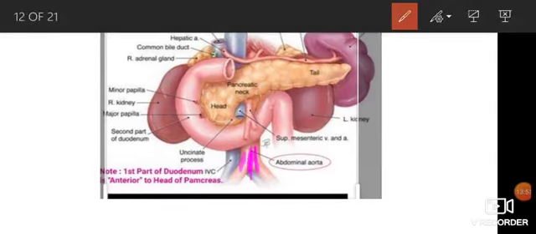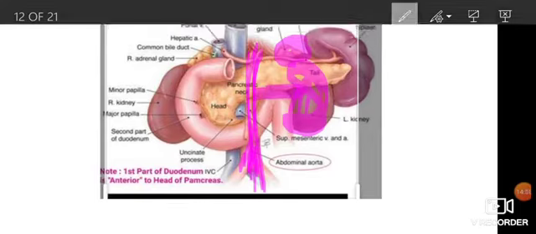This is the aorta. The aorta comes like this. Here comes the kidney. This is the suprarenal gland. Then from the aorta, the renal vessels are passing. All these structures pass behind it.